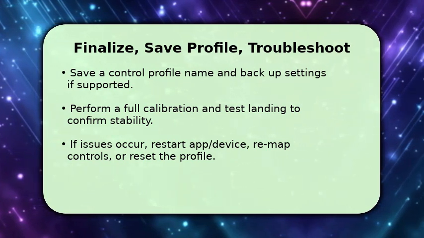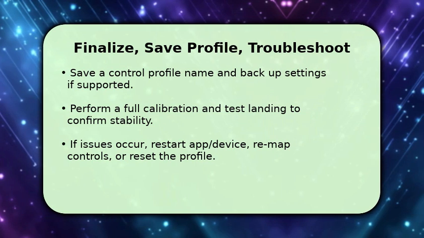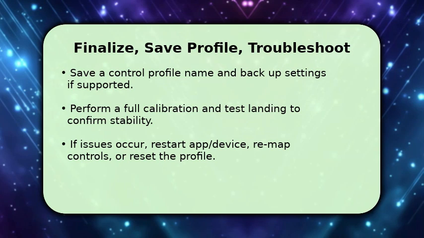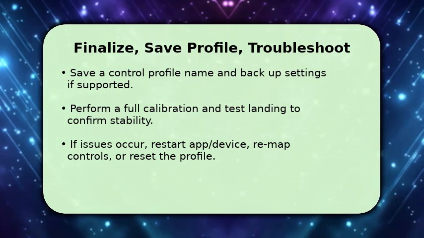A key troubleshooting tip: if drift persists, increase dead zones slightly and recalibrate. This usually eliminates small unwanted inputs without sacrificing control.